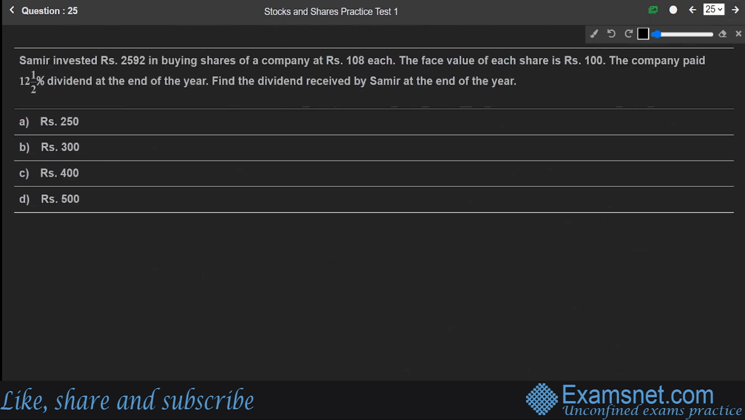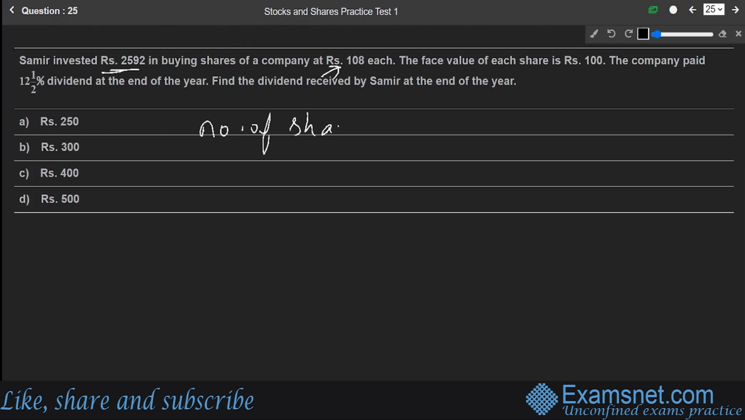Now, the question says Samir invested rupees 2592 in buying shares of a company at rupees 108 each. So each share was being bought at rupees 108. So we can find out using that how many shares are bought. Total investment of 2592 is giving you how many shares when the market price of each share is 108. That can be found out by simply dividing. So let us find out the number of shares first.